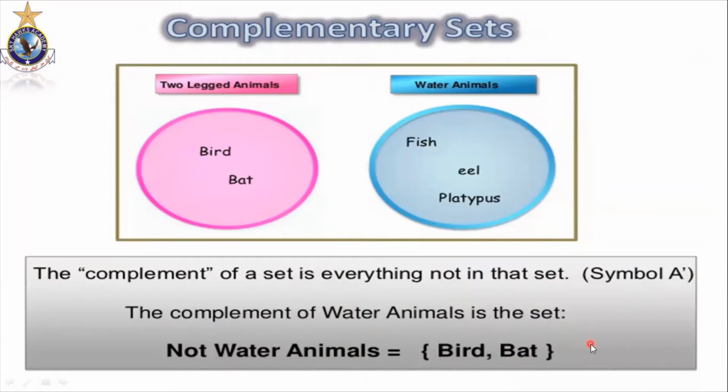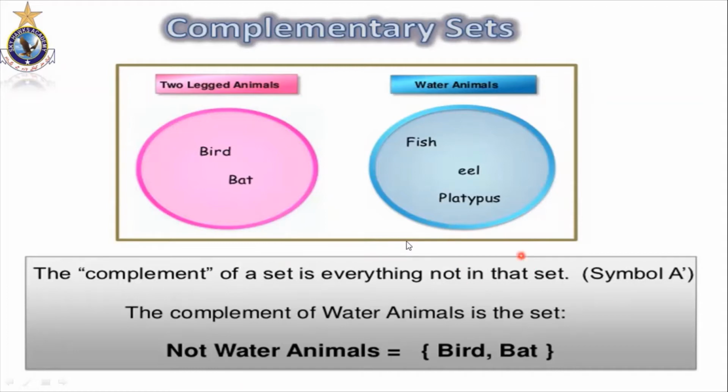Actually, in set terminology, we can say that we have a universe. Here we have the two kingdoms: one is two-legged animals and the next is water animals. If we are going to find the complement, they all belong to this universe, this family that is represented by the rectangle. So the complement is everything not in that set.